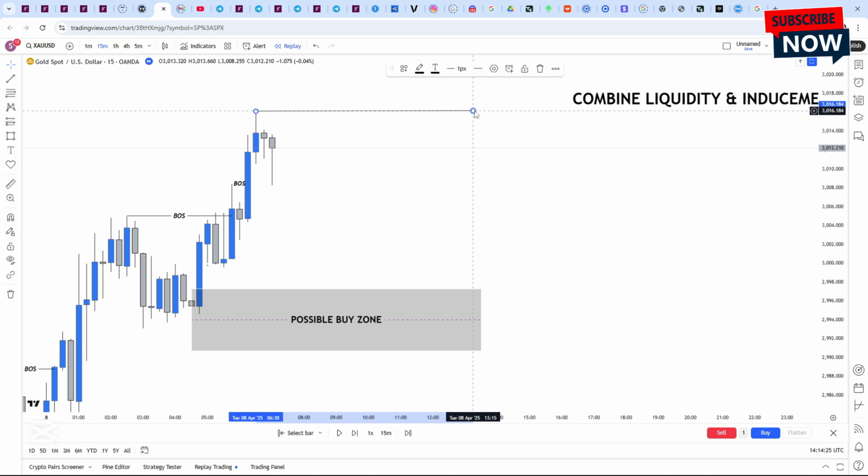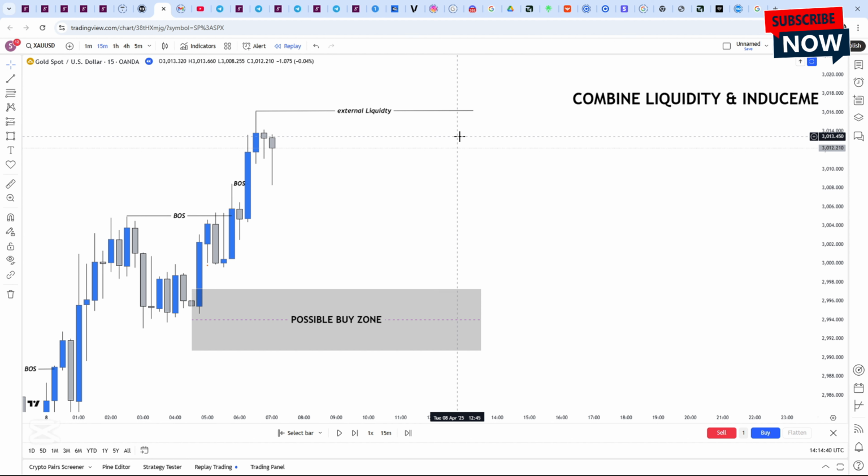Why? Because we are in a bullish market and we are going higher highs. So look at this. This is the liquidity, let me mark it as external liquidity so that it can be easy. External liquidity. Now we're having this external liquidity that we are soon taking, and we are having this order block 2 that is inside here that the market might come for.